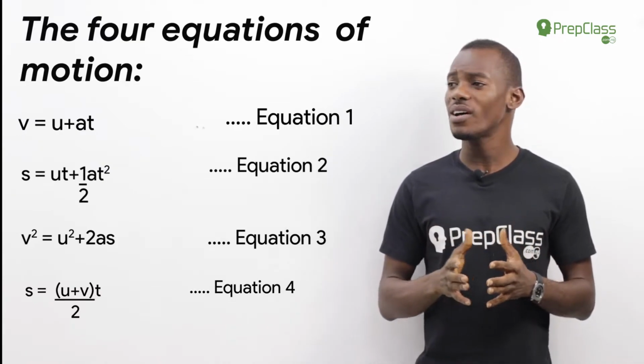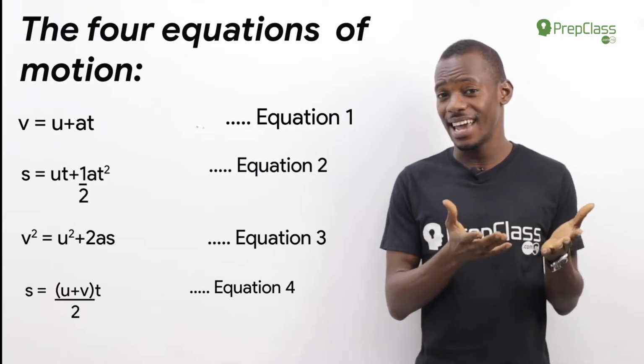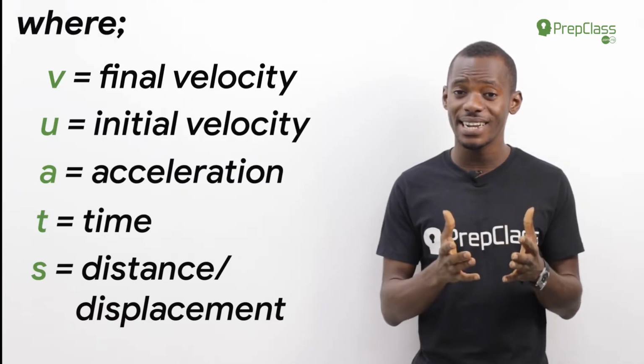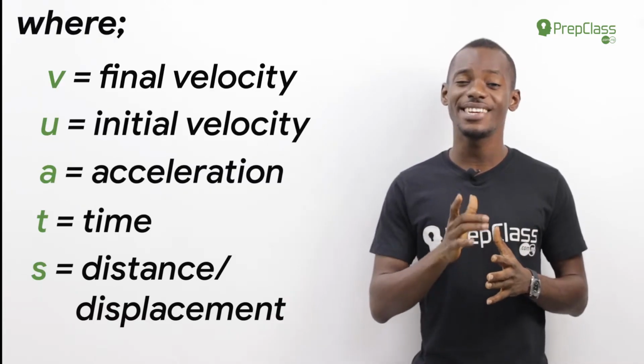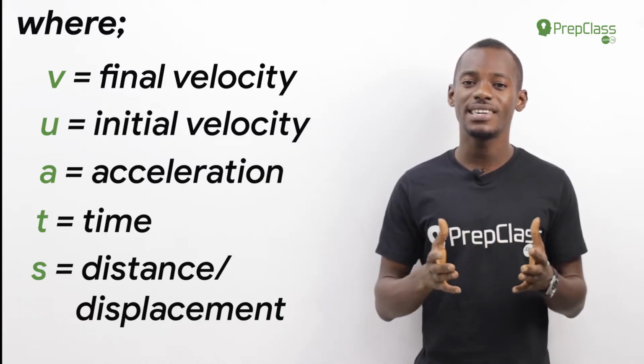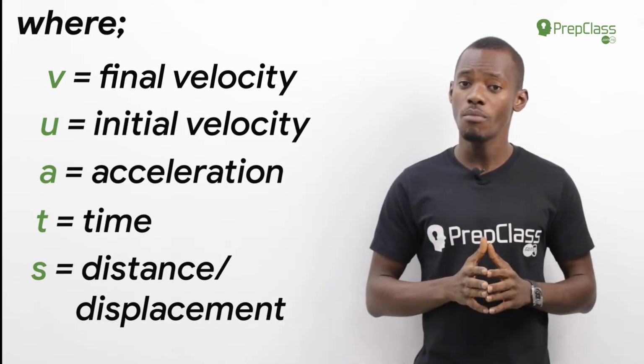You might be asking, what's the meaning of V and U, and A and T? What do they mean? Actually, V means the final velocity and U means the initial velocity. Then A means acceleration and T is time. Now, those are the four equations of motion.